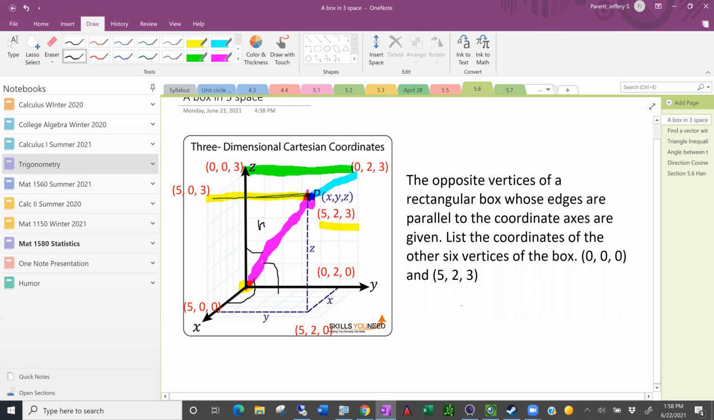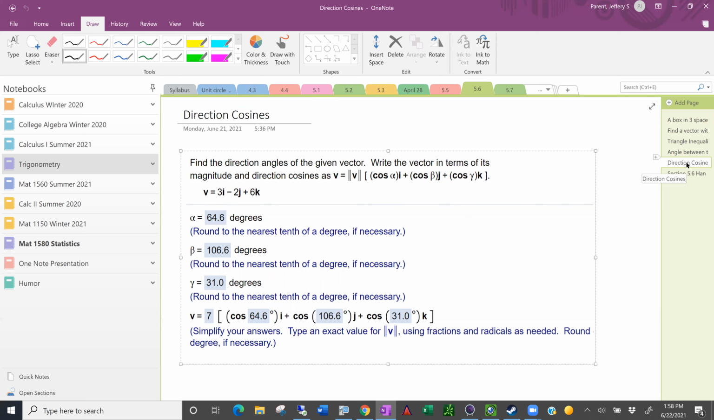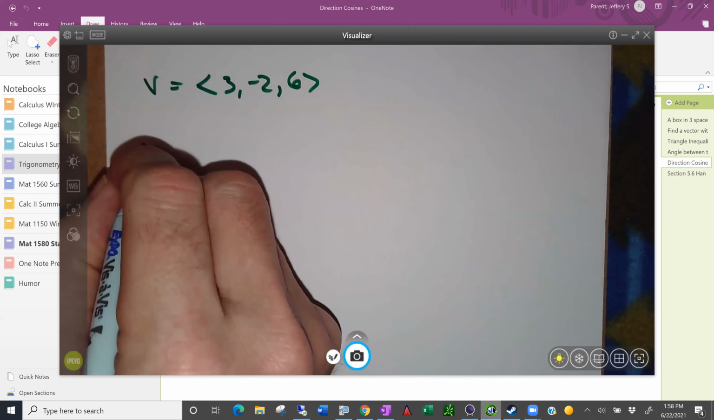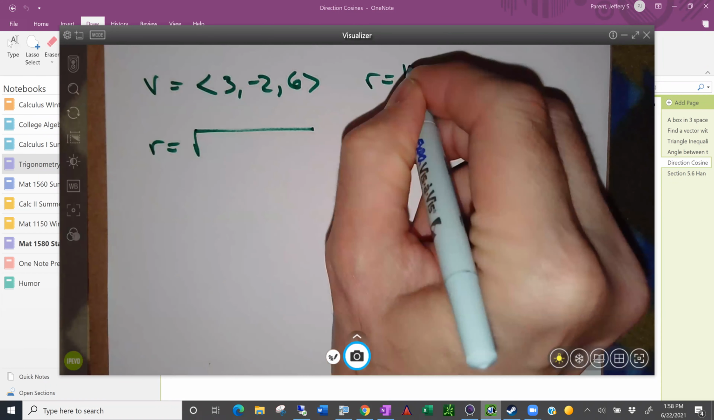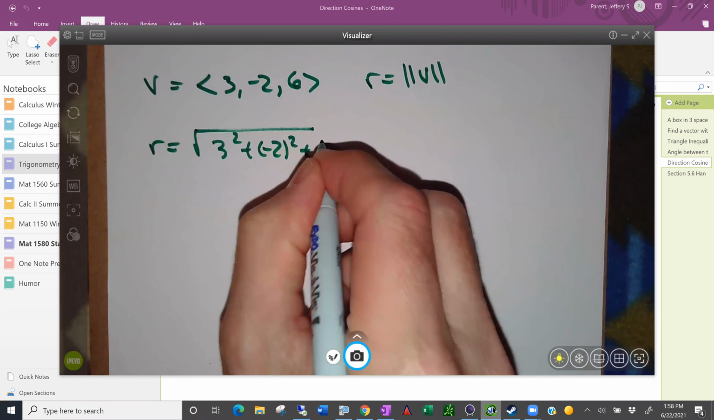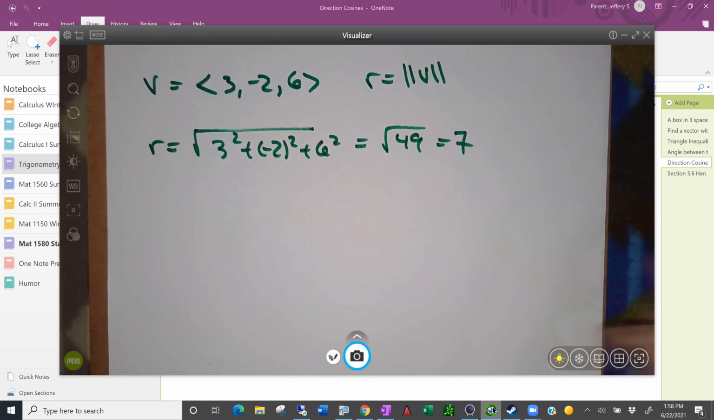So let's figure out what those are. Direction cosine. Our vector is 3, -2, and 6. I'm going to write that in my angle brackets notation: 3, -2, and 6. If you want to find the direction cosines, we're first of all going to need to find r. R is just going to be the length of the vector. So r equals the length of vector v. 3 squared plus -2 squared plus 6 squared turns out to be the square root of 49, which is beautiful. That gives me a nice even 7.